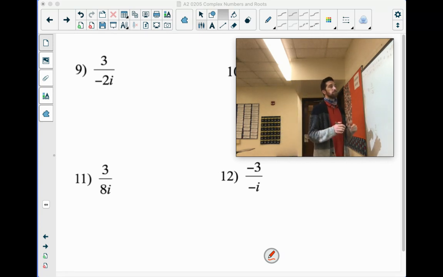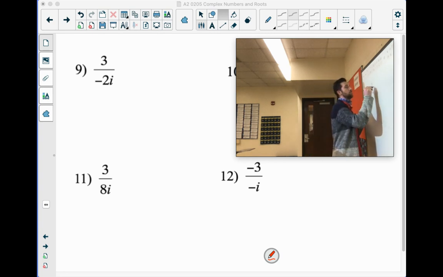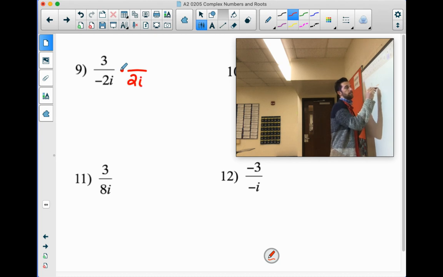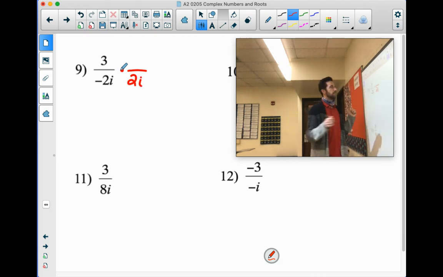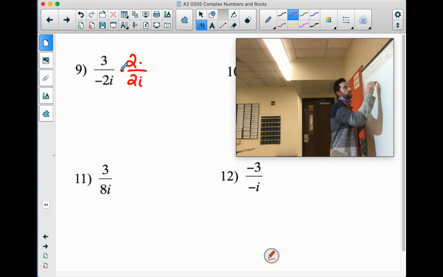So we are going to multiply by just the opposite. If you look at the denominator on number 9, it's negative 2i. So to cancel that out, we're just going to multiply by positive 2i. It's just the opposite, right? And you'll see what happens there in a minute.